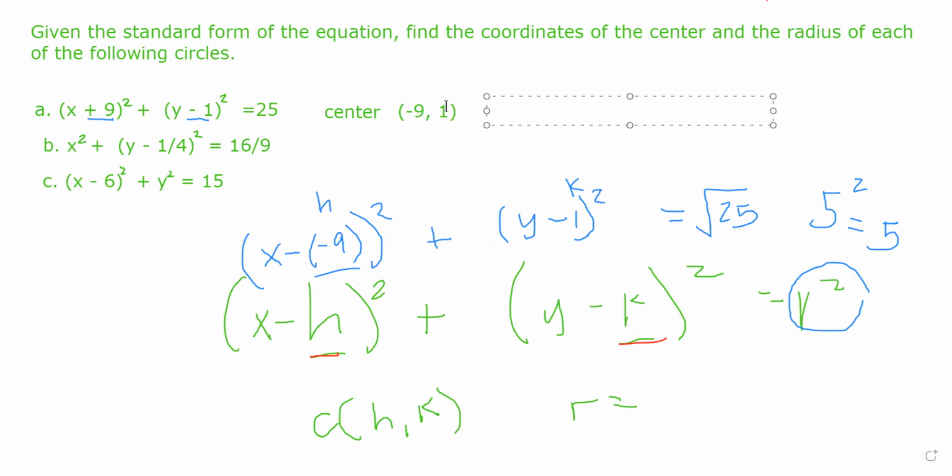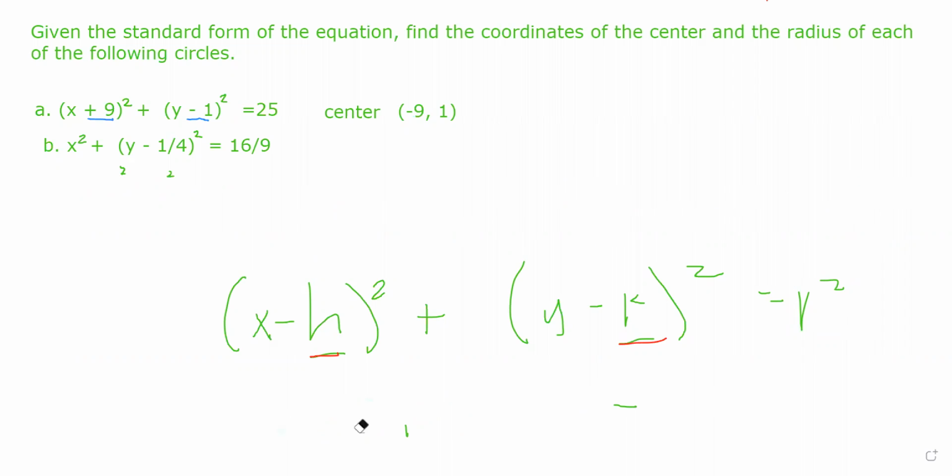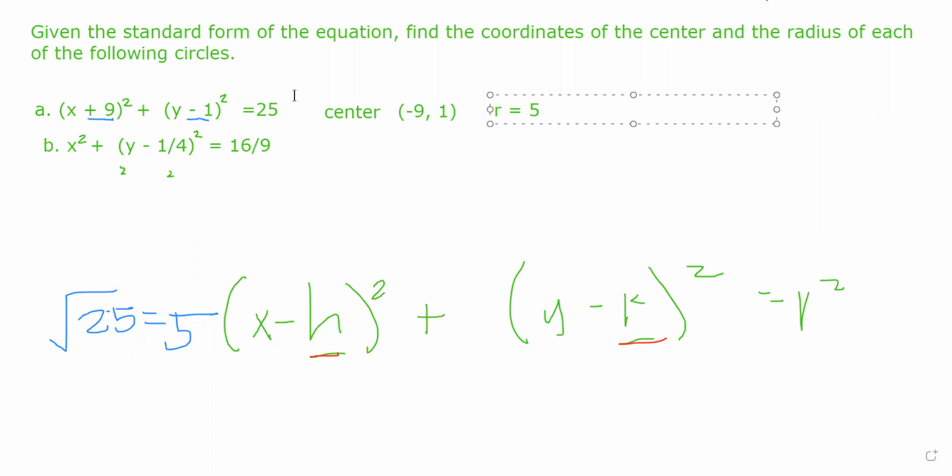And then the radius. For the radius, we just have to find the square root of 25. We all know that 25 is a perfect square number, and the square root of 25 is 5. So our radius is equal to 5. We just have to get the square root of the value in the right-hand side. So the center is (−9, 1), and the radius is 5.